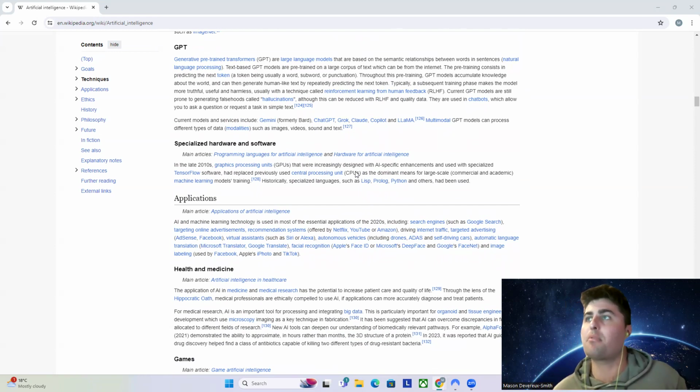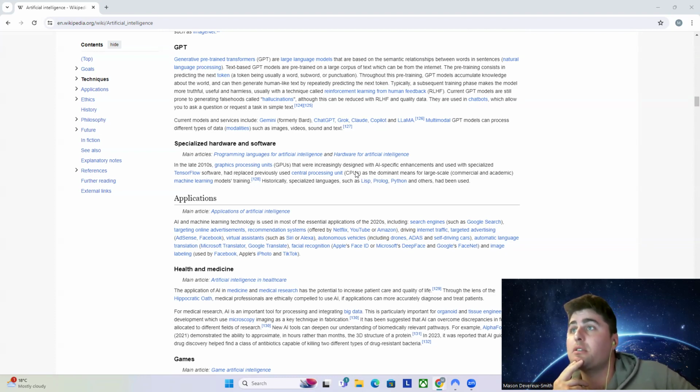Text-based GPT models are pre-trained on a large corpus of text, which can be from the internet. Pre-training consists in predicting the next token, a token usually being a word, subword, or punctuation. Throughout this pre-training, GPT models accumulate knowledge about the world and then generate human-like text by repeatedly predicting the next token. Typically, a subsequent training phase makes the model more truthful, useful, and harmless, usually with a technique called reinforcement learning from human feedback, or RLHF.